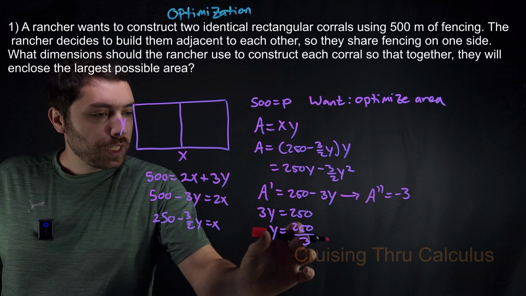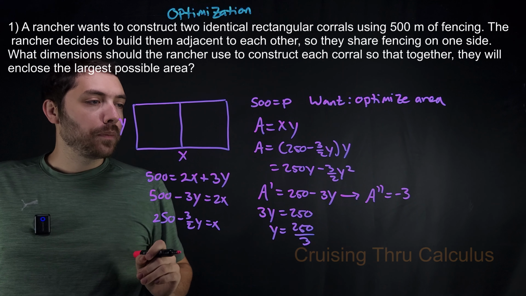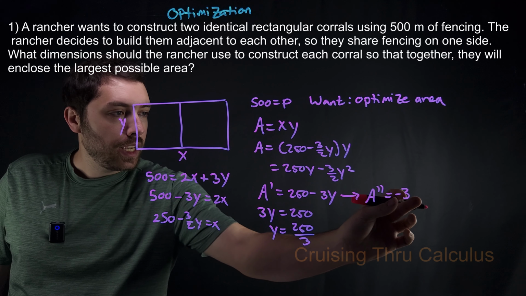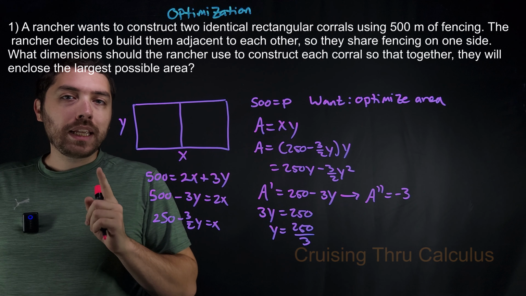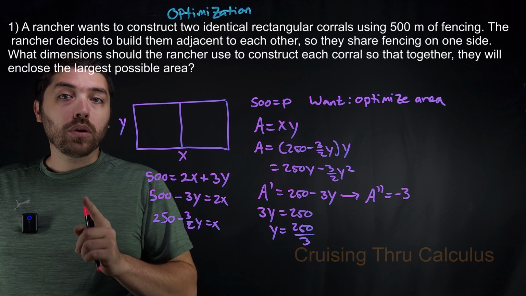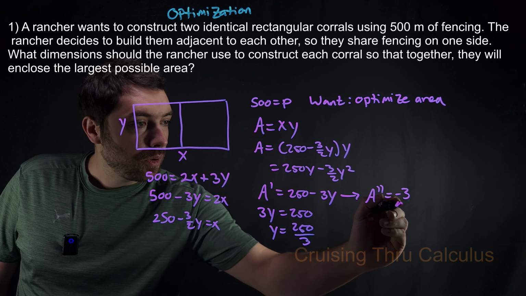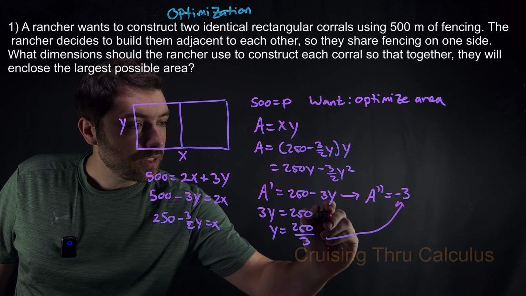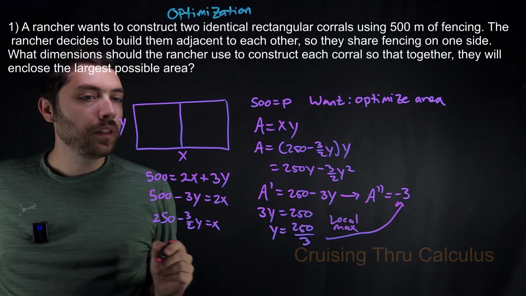Normally what I would do is take this and plug it into my second derivative, but notice that there's no y's over here. That just means that we always have a negative answer for our second derivative. According to the second derivative test, if you get a negative result, that means you're going to have a local maximum, which is perfect. That's exactly what we want here. So I know based off of the second derivative test that this is going to be a local maximum.